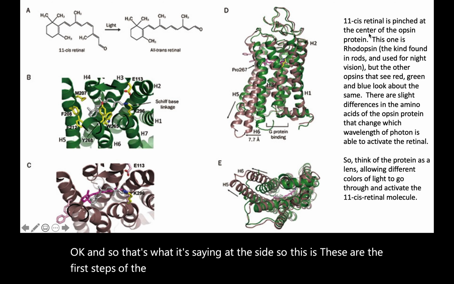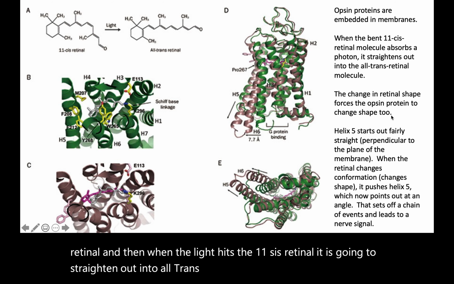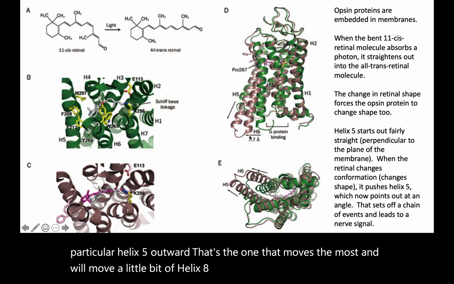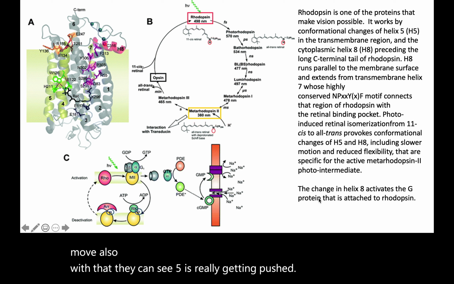We're kind of pinched in around the 11 cis retinal, then when the light hits the 11 cis retinal, it is going to straighten out into all trans retinal, and that's going to force, in particular, helix 5 outward. That's the one that moves the most. We'll move a little bit of helix 8 as well, and helix 6 is going to move also with that. There you can see 5 is really getting pushed quite out of shape.